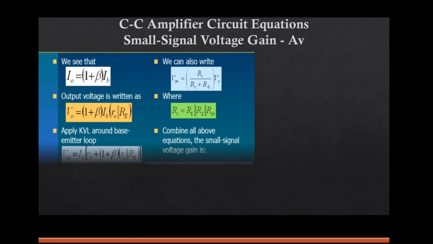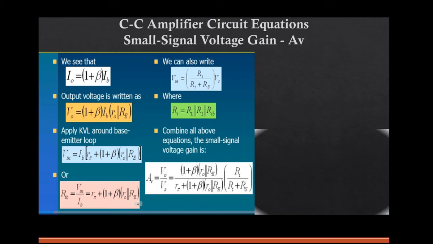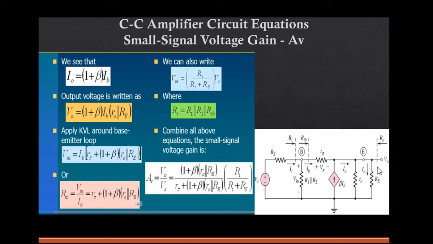So now let us see the expressions for the small signal voltage gain AV. When you look at this, what is I naught? By just applying KCL, you get I naught as 1 plus beta into IB. The output voltage is written as V naught is equal to I into R. What is that I? I naught into R naught parallel RE. You already know I naught, substitute here. Next, apply KVL around the base emitter loop, and you get this expression of Vn. When you bring this IB to this side, you get Vn by IB, which is nothing but RIB. So this is the expression for the internal resistance with respect to base.